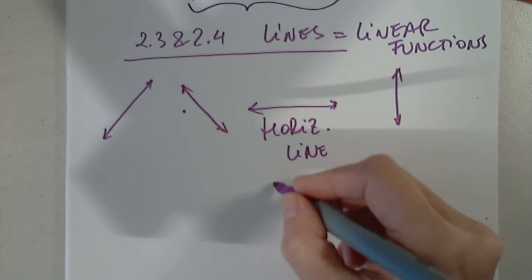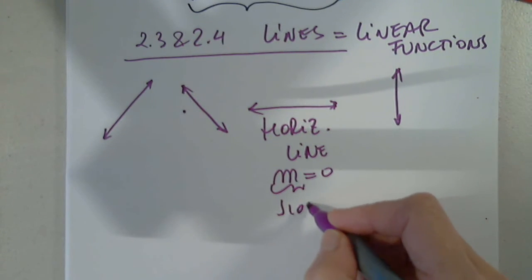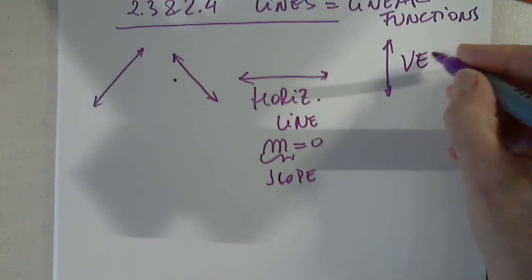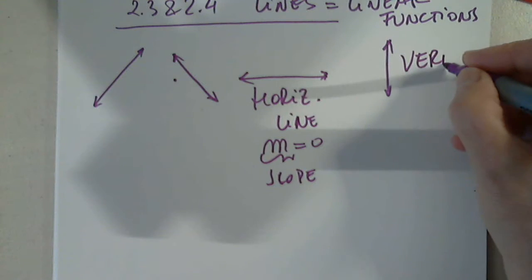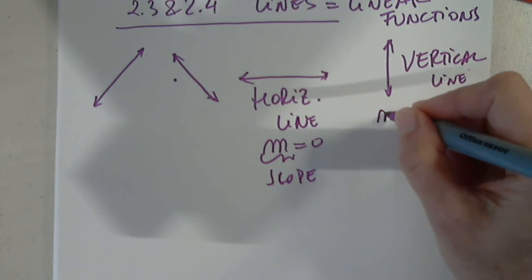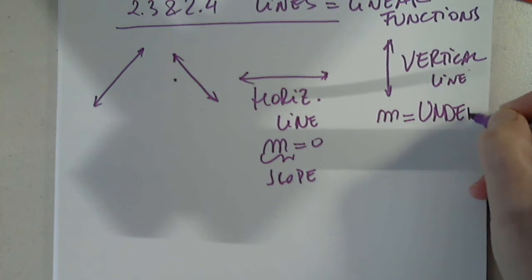And what we know about it is the slope is 0. M is the slope. Then this one is also an important line. It's a vertical line. And this one doesn't have a slope. It does not. We write undefined.